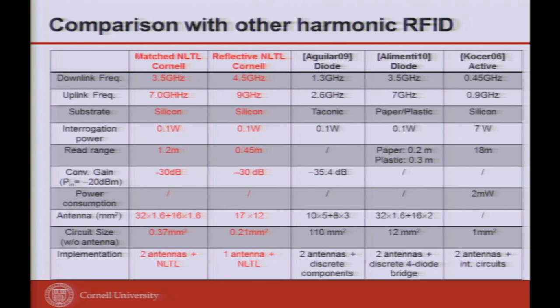Putting everything in comparison, we currently have the smallest and highest range harmonic RFID, with our implementation using the nonlinear transmission line with discrete diode. It is better than all the other implementations. This work was finished and published about 2 years ago. But since it has a fundamental advantage and fundamental disadvantage, it doesn't generate a lot of big excitement.